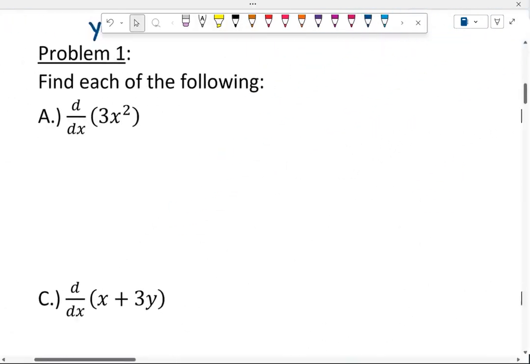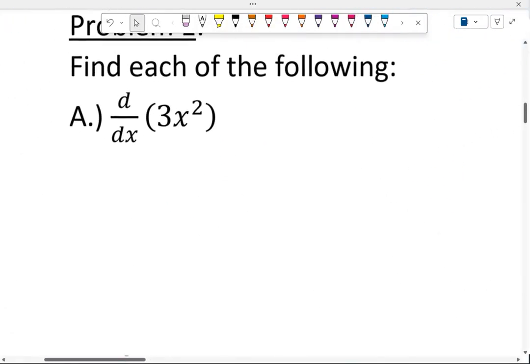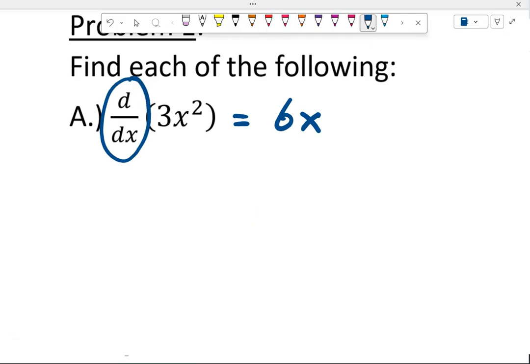So let us start with something simple. What is d dx of 3x squared? That's just asking our derivative. So our derivative is 6x. We know that, right? What we haven't realized is that this d dx actually does have some importance here.